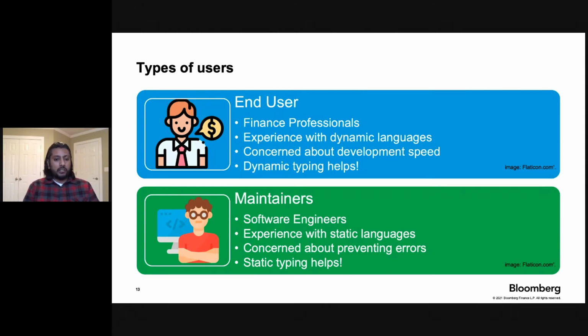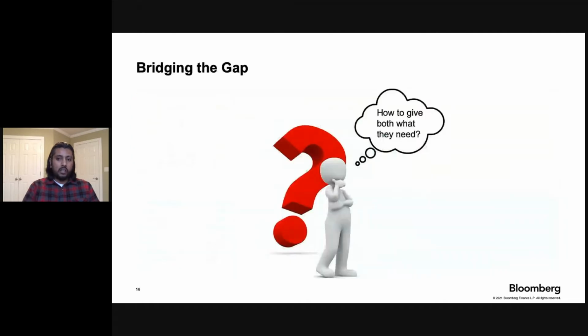And so their primary concern is ensuring correctness of any standard library functions they provide, or ensuring that when the language evolves, it doesn't introduce any new errors. Static typing alleviates their pain by catching bugs much earlier, so they don't percolate down to the end user. So we're back to this question as to how do we give both these types of users what they need.